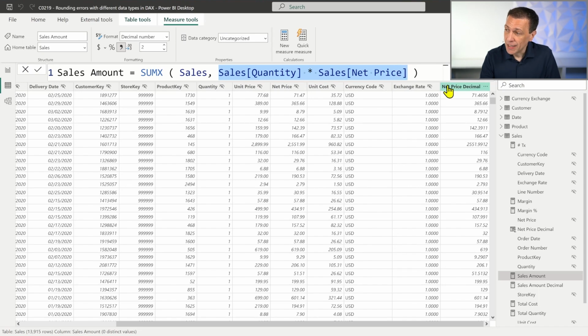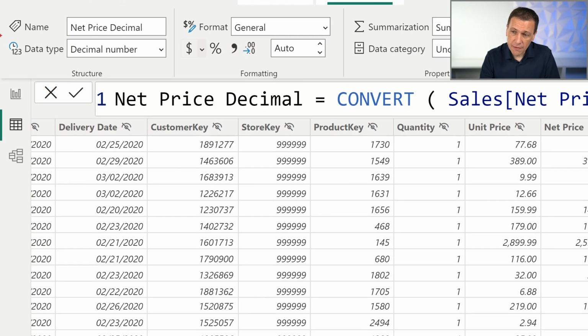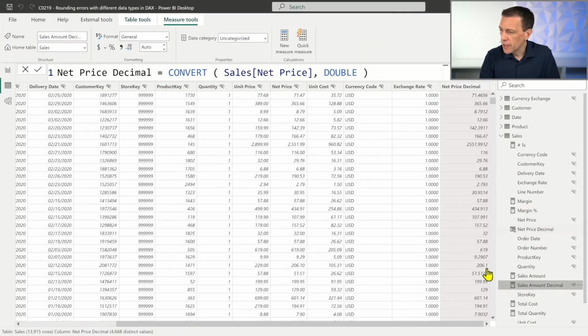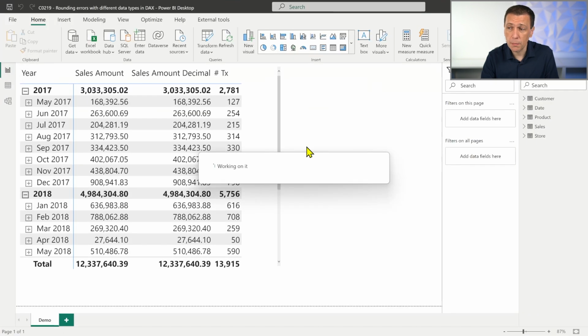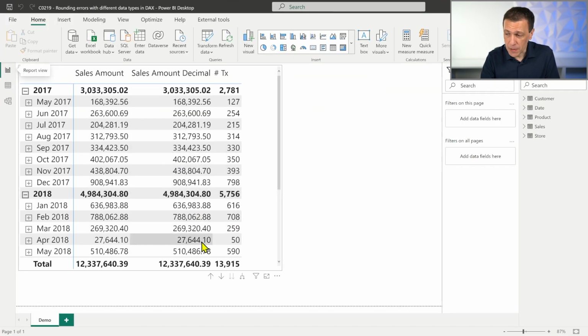We created a column net price decimal that has the same value of net price, just with a different data type. So in this case, the data type is a floating point. Decimal number is the floating point, which is the double in the DAX syntax. We created a measure that we will create again in the report, but the measure sales amount decimal performs the same operation, the same calculation, by using net price decimal. So you see that the result should be the same, right? Because we do the multiplication, the result should be the same. And if we look at the report, by looking at the numbers, they are the same. We don't see any difference at this stage.